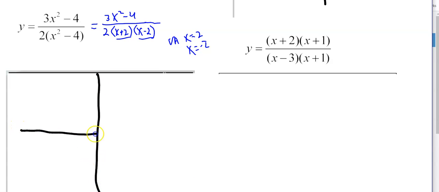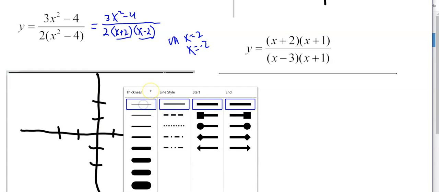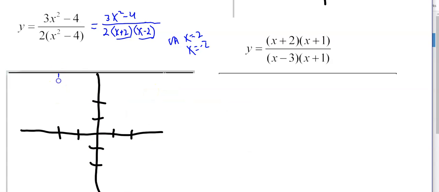So in this case, just kind of graph this out here for a second. So this is going to be at x equals negative 2. And x equals positive 2.